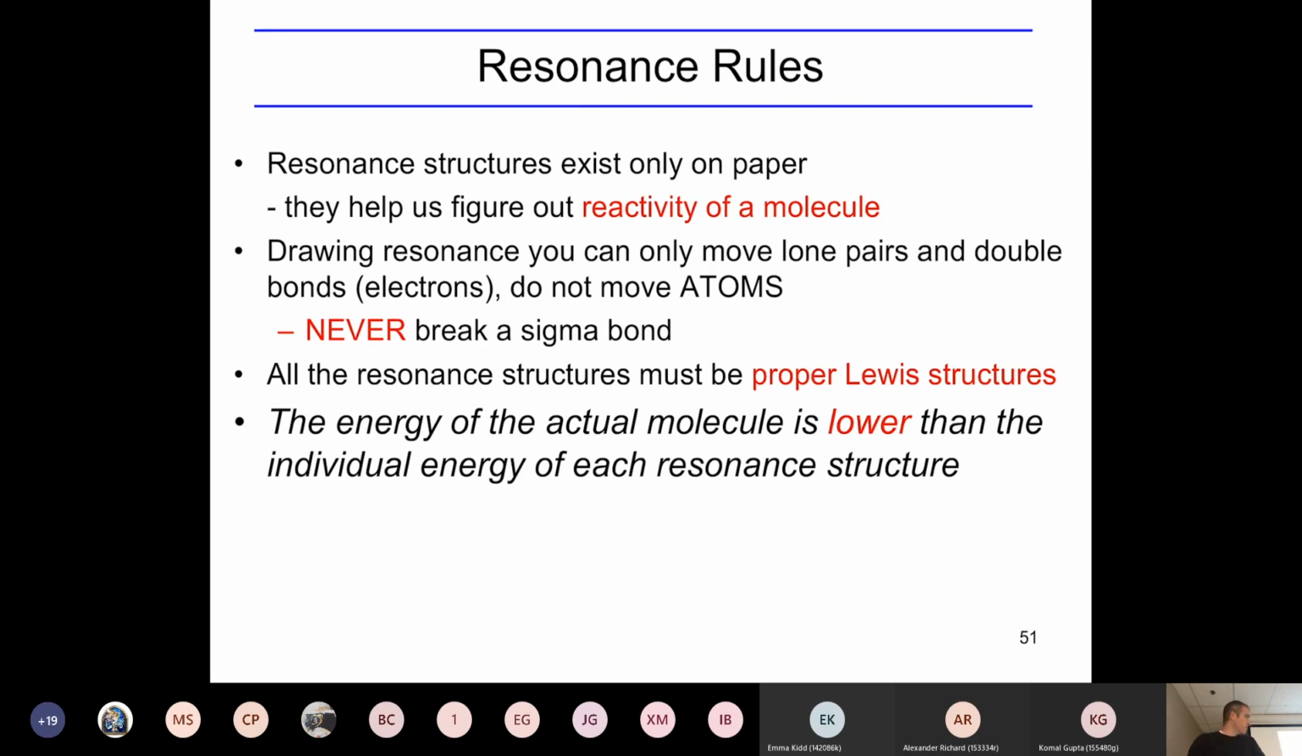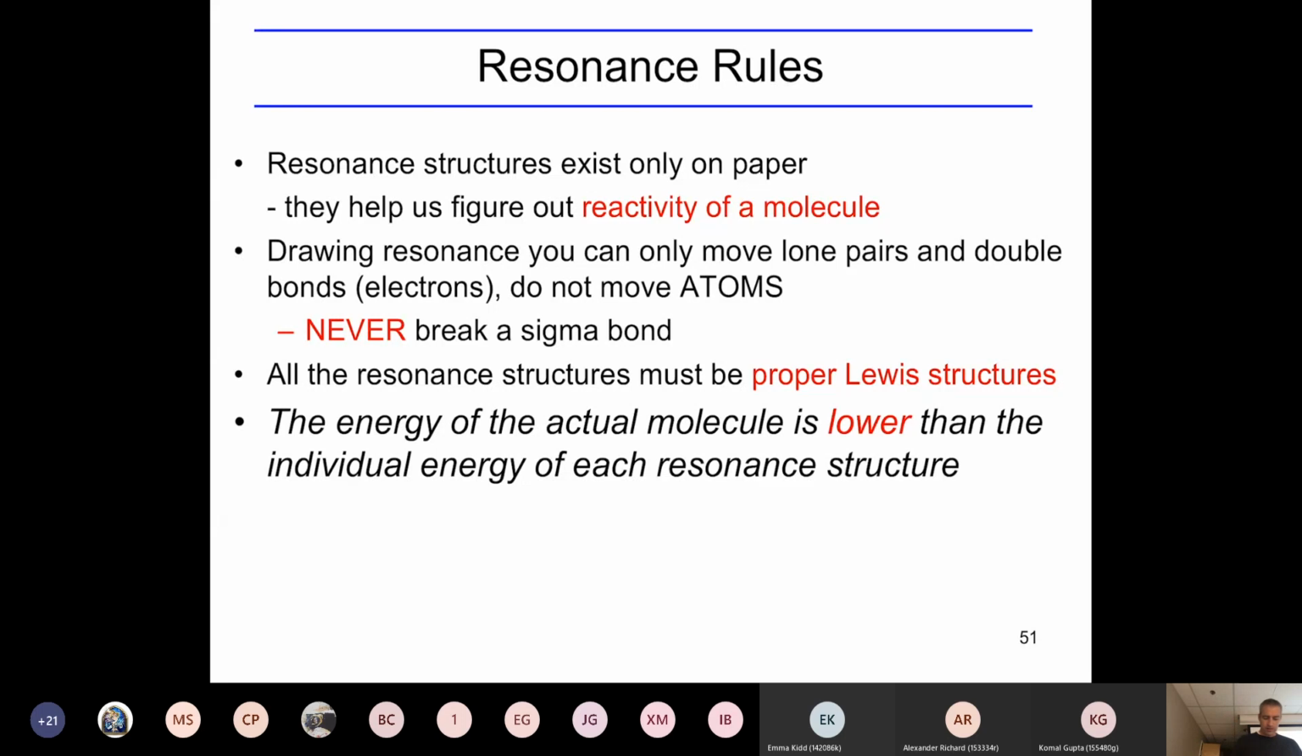Starting off with the first slide, just a couple of rules about drawing resonance structures. First of all, they only really exist on paper, as we talked about last class, meaning when you have resonance structures, none of the structures that you draw are on their own a good representation of the actual molecule. The actual molecule is like a blend of all the possible resonance structures. By looking at the resonance structures, we can understand what the actual molecule is if you think of it as a blend of all of those structures that you've drawn.